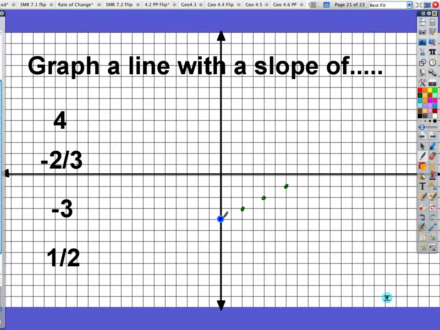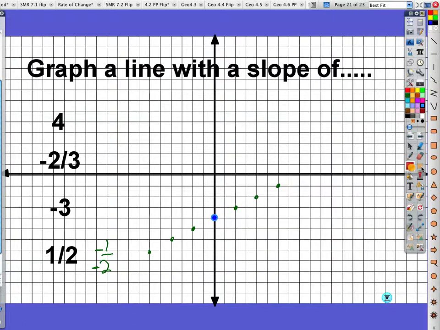Oh yeah. And if I go the equivalent of negative 1/2, the fraction that I can think of right off the top of my head that's equivalent would be negative 1 over negative 2. Never leave that as your answer, but you can think rise negative 1, run negative 2. Look at that. That's amazing. Okay, and now make my line. Beautiful. That's how you graph a line with a slope of whatever is given, given a starting point.